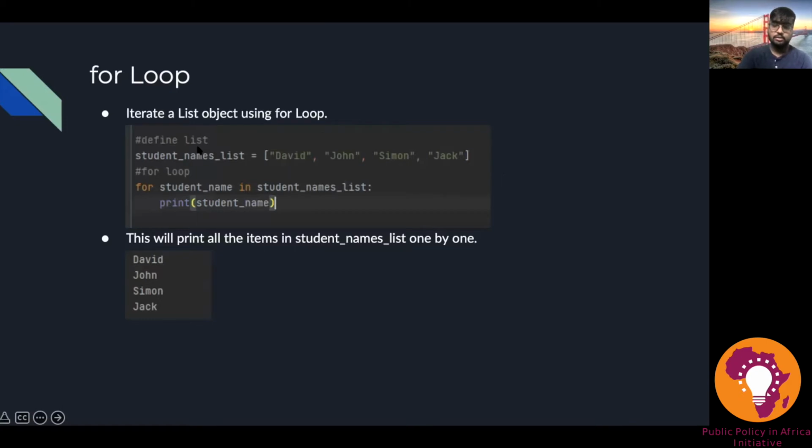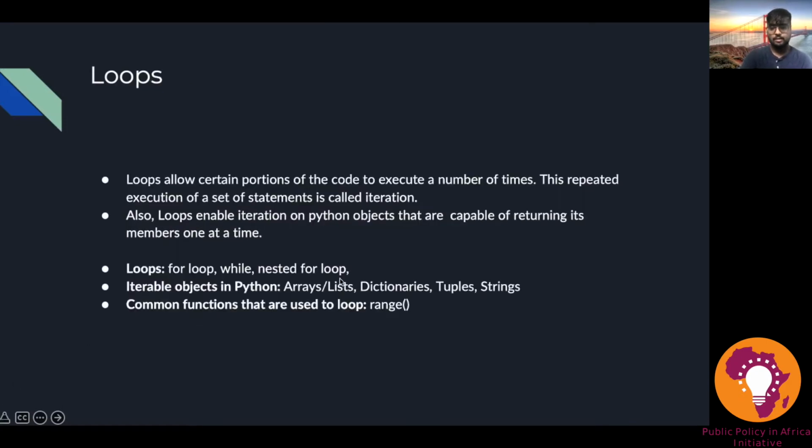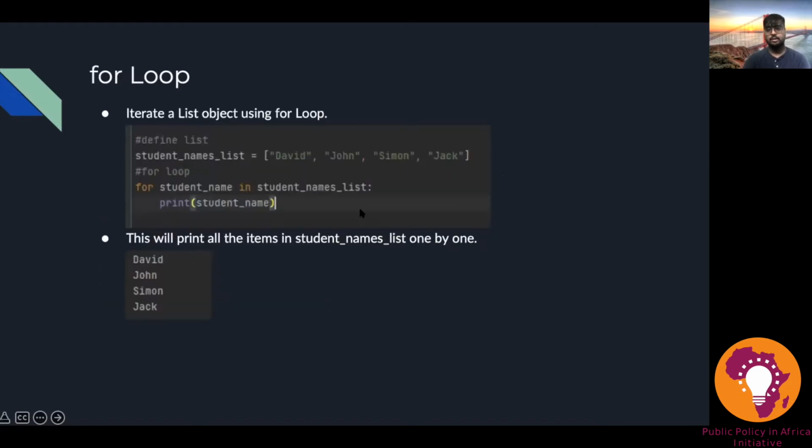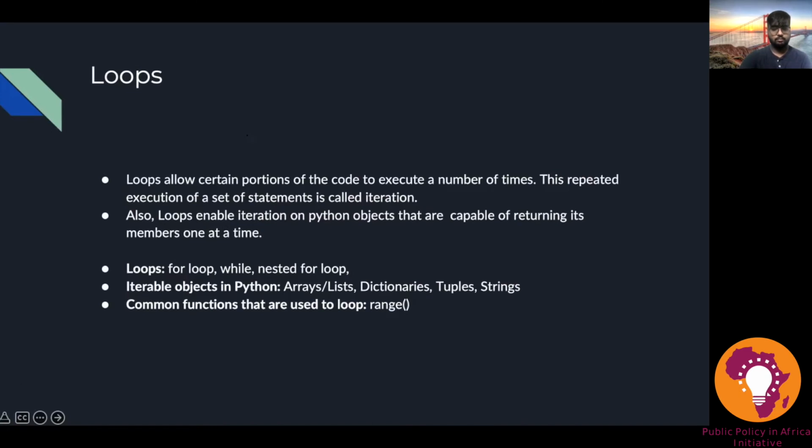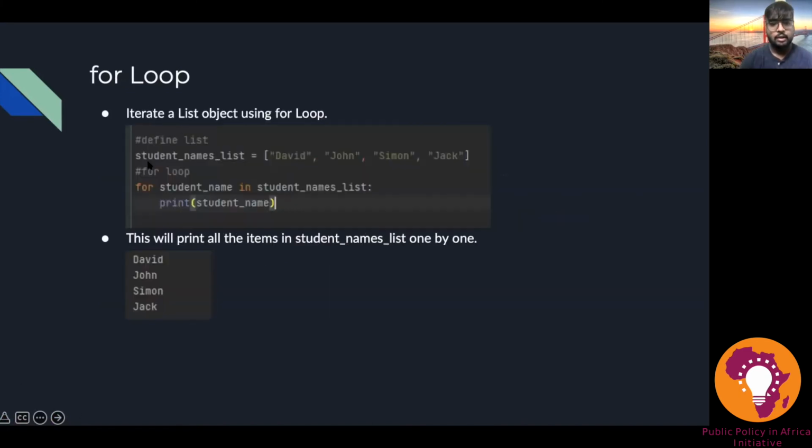Not just a list object, but any of the data structures that we mentioned on the previous slide, right over here. I can underline that. So any of these can be used, right? So iterate a list object using for loop. Student names list. So we make a list with a bunch of student names in there. Then we use the for loop. So we do for student name in student name list.